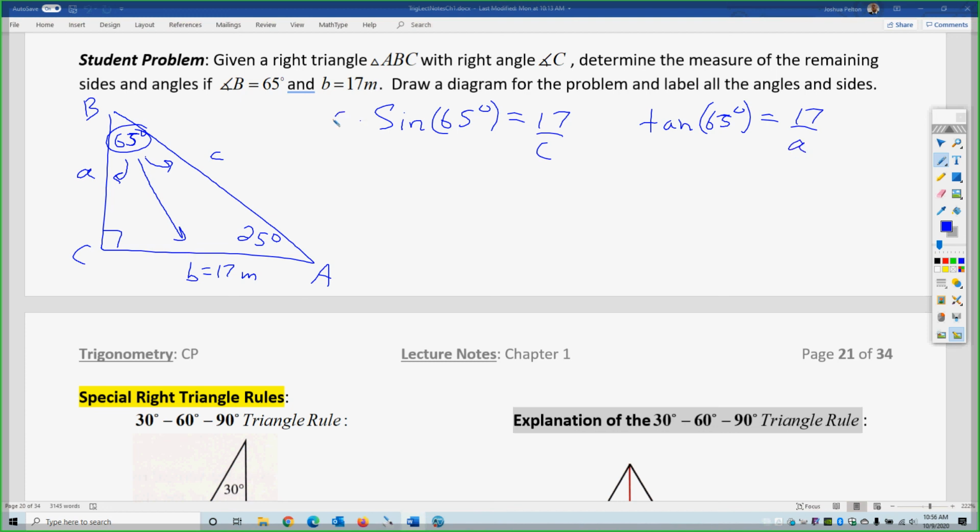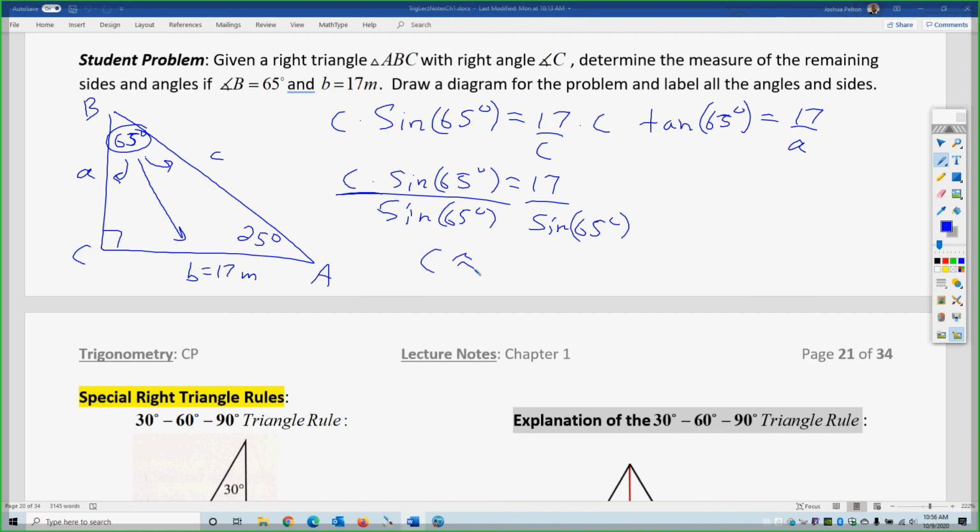Okay, so I'm going to multiply both sides by C. So C times the sine of 65 degrees equals 17, and I'll divide by the sine of 65. So C is approximately, and multiply both sides by A. So A times the tangent of 65 equals 17, and divide by the tangent of 65. So A is approximately. Alright, so we need to use our calculator. Since we're plugging in degrees, we need degrees. So 17 divided by sine of 65, and 17 divided by tangent of 65.